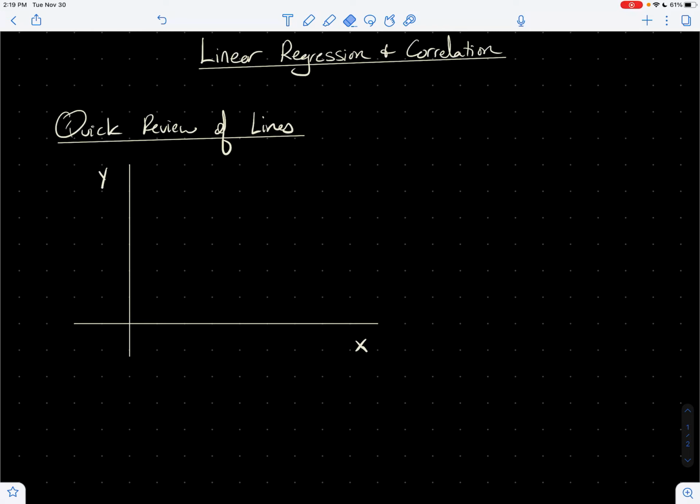So let's begin with a quick review of lines before we jump into linear regression and correlation. First off, we're working in two space. In the XY plane, the horizontal axis is usually referred to as the x-axis. We'll call the vertical axis the y-axis. Sometimes you'll hear y referred to as the response variable. We'll talk more about that later.